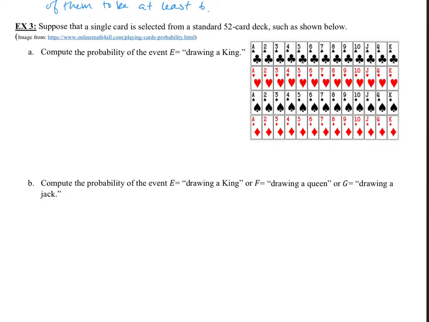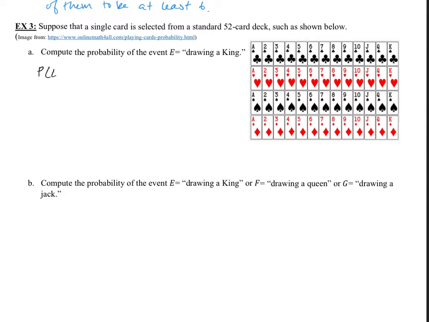Suppose that a single card is selected from a standard 52 card deck, such as shown below. I always forget how many cards are in a deck. For some reason that number does not stick in my brain. Alright. And let's see, what are we asked to do? Compute the probability of the event of drawing a king.